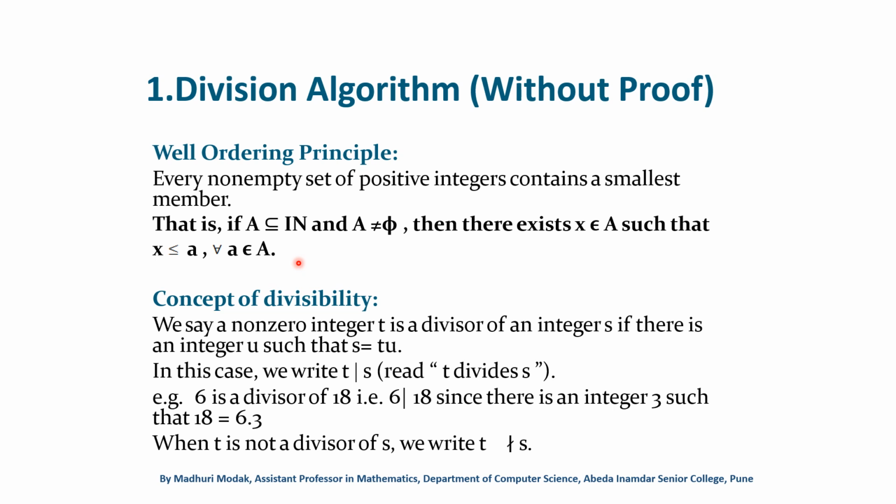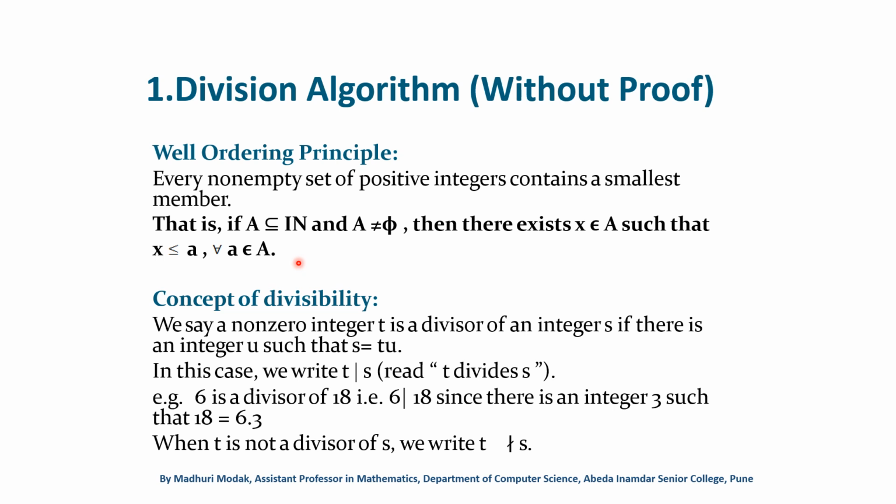For example, consider some finite subset of positive integers, say 2, 3, 4, 5, 6. So this is a non-empty subset of positive integers. So here we can find 2 as the smallest member because 2 is less than or equal to every element of that set, that is 2 less than or equal to 3, less than or equal to 4, like that.